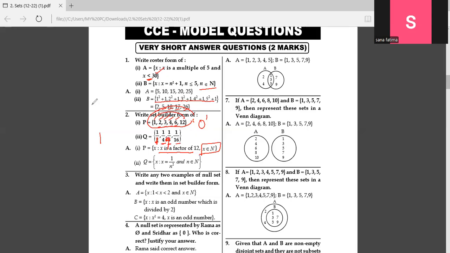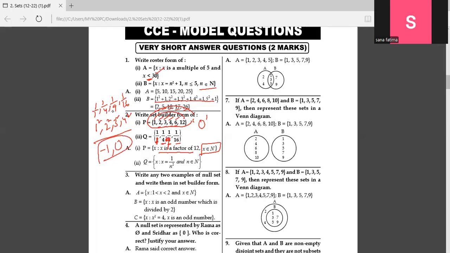The series is like this. Kindly rectify it. 1 by 1, 1 by 4, 1 by 9, and 1 by 16. When you observe, this is 1 square, this is 2 square, this is 3 square, and this is 4 square. So you'll write x is equal to 1 by n square and x belongs to natural numbers. And indeed, these are natural numbers. You don't have negative numbers and you don't have 0. Therefore, these are natural numbers.